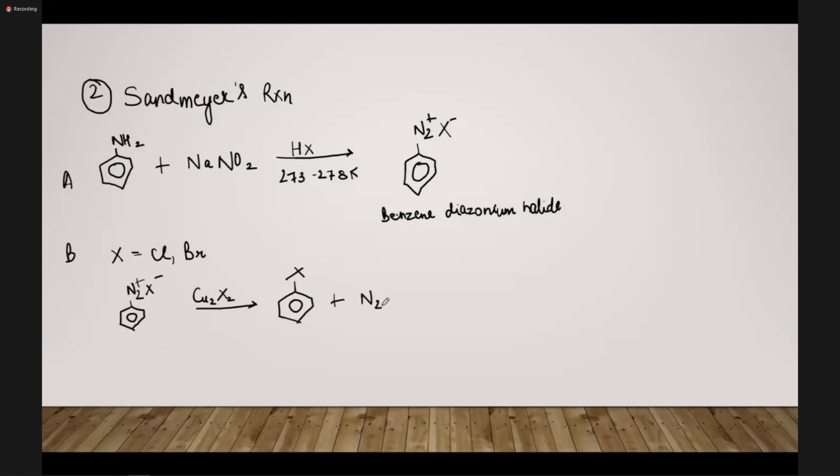And we get the nitrogen gas. So this is for the chlorine and bromine. The special thing is that in the second step, the presence of cuprous halide is required. And we get this reaction.